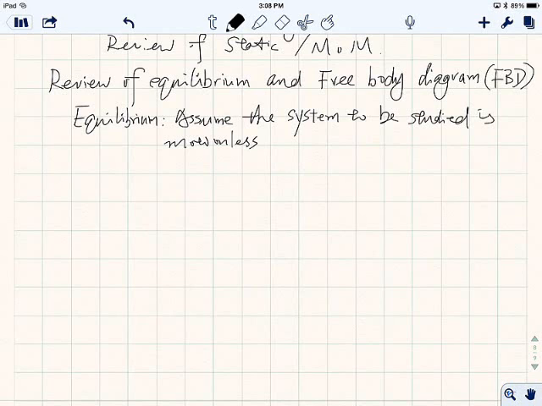How's my handwriting? Good? All right? Okay. If it's terrible, let me know, okay? If you can still read it, just be quiet. If you can't read it, let me know, okay?